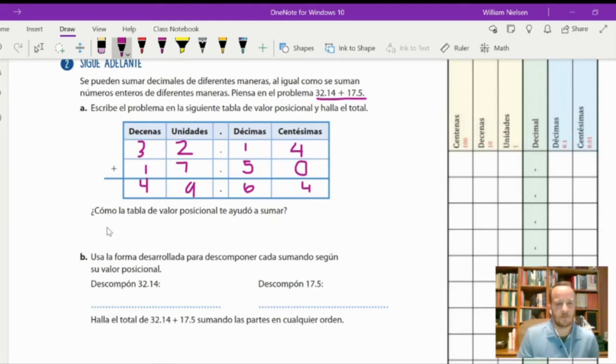Muy bien, vamos a pensar en esa pregunta. ¿Cómo la tabla de valor posicional te ayudó a sumar? ¿Te ayudó? Hmm. Para mí es más fácil organizar el problema. Y chicos, la verdad, eso es lo más importante, ¿ok? Porque todos ustedes son muy inteligentes, ya saben cómo sumar. Nada más, o sea, lo difícil de esos problemas es la organización, ¿ok? Hay que organizarlos bien. Y si los organizamos bien, podemos hacerlos así de fácil, ¿ok? Rapidito, facilito, ¿ok?